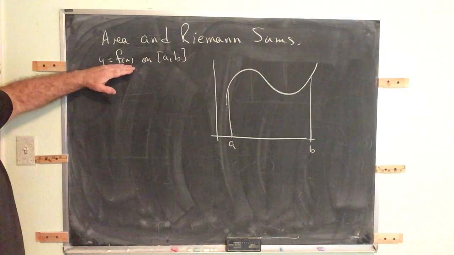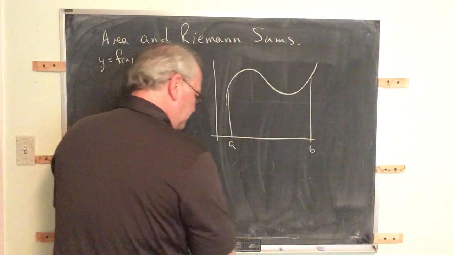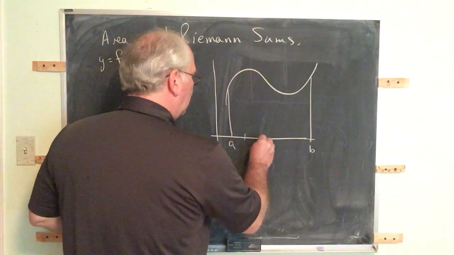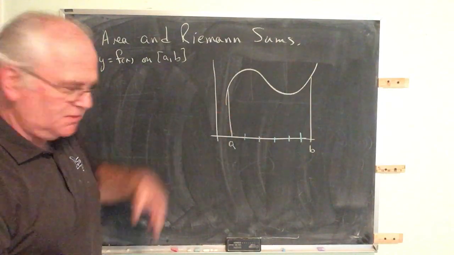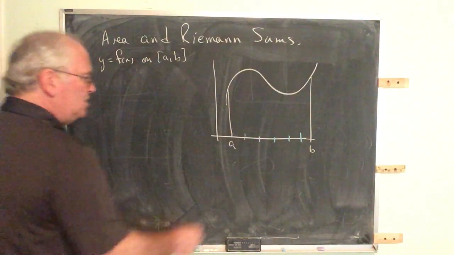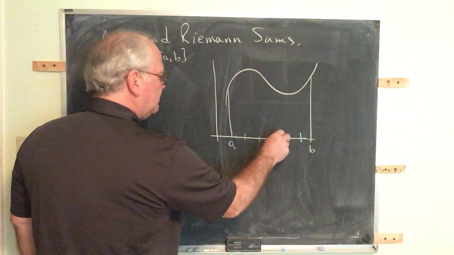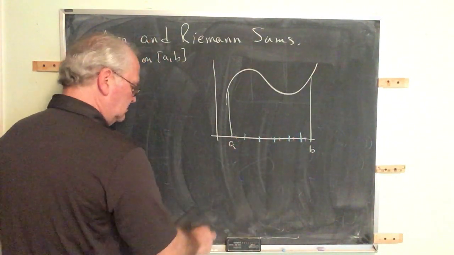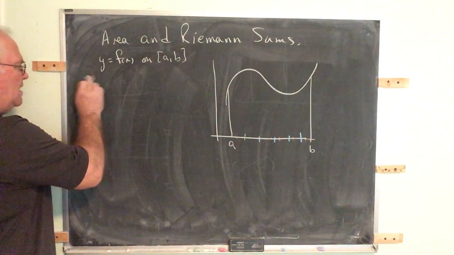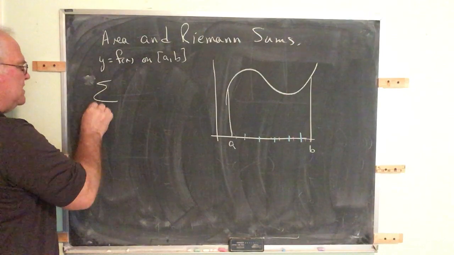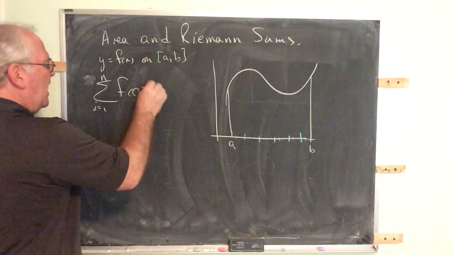We have y equals f of x on this closed interval. Suppose we partition the interval. Again, we're using a regular partition, or as regular as my bad picture will make it. We choose a random value out of each of these subintervals. And then we form this expression, the Riemann sum, the sum as i goes from 1 to n of f of c sub i times delta x.